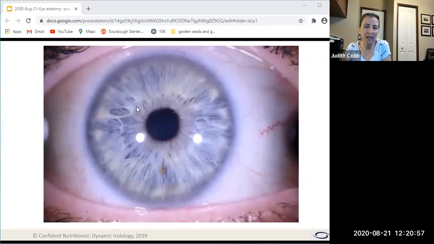So again, in here, we see very clearly an edge. Can you see this edge right here? This is the sphincter muscle, right? Everything else is dilator muscle.